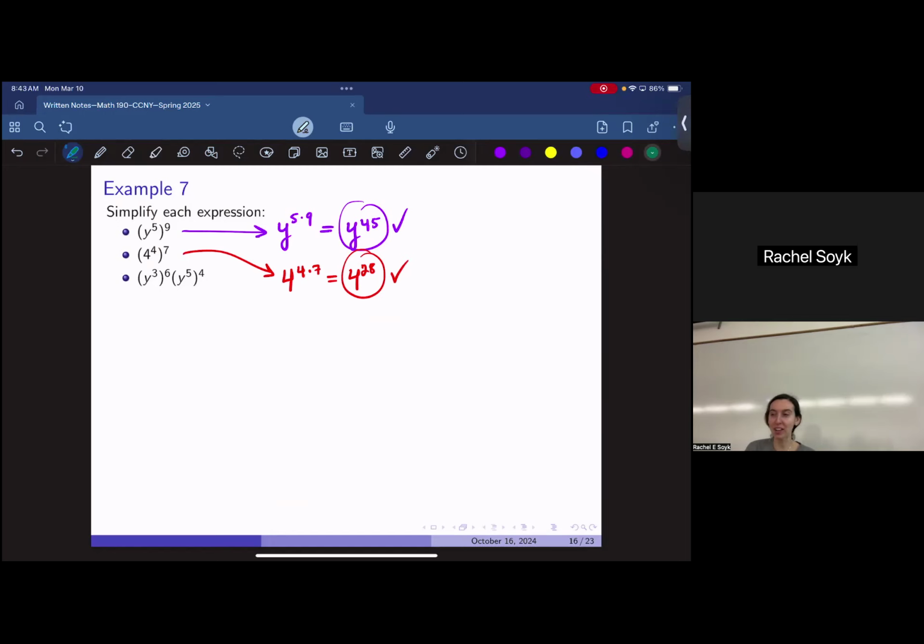And I would simplify that, but that is a very, very large number, so we can just keep it as 4 to the 28th. And then this last one, let's do it separately first. Y to the 3rd raised to the 6th is just y to the 18th, good. And then y to the 5th raised to the 4th is just y to the 20th. And now we're multiplying two numbers that have the same base. So what do we do to the exponents here? We add them. So what's 18 plus 20? 38. So our final answer is y to the 38. Nice job, William.